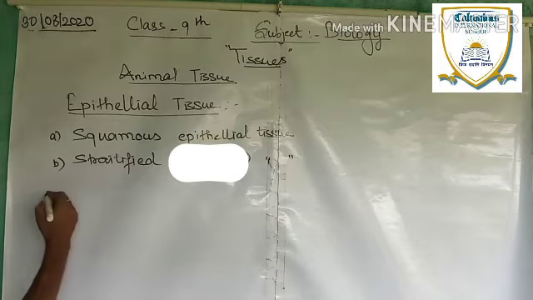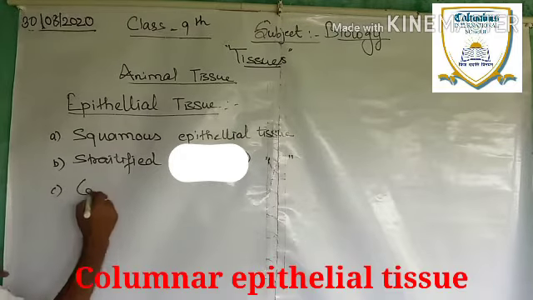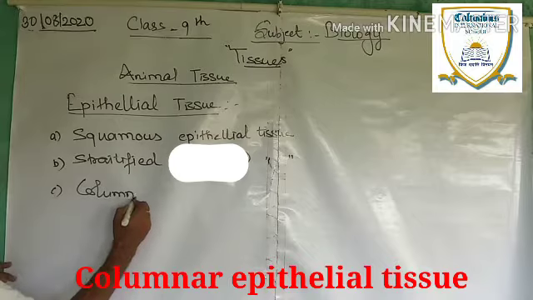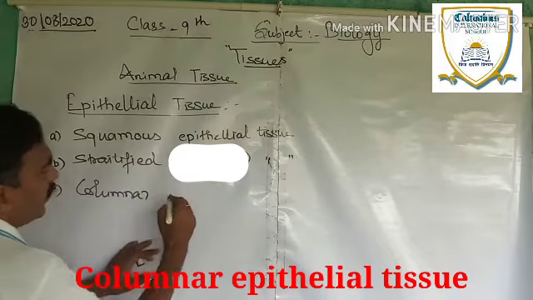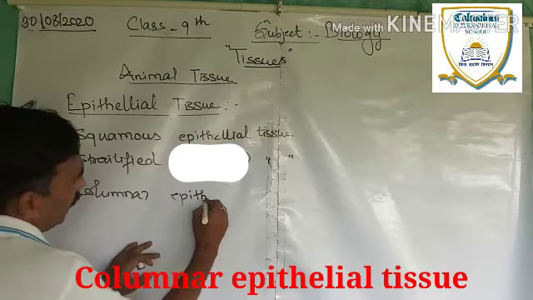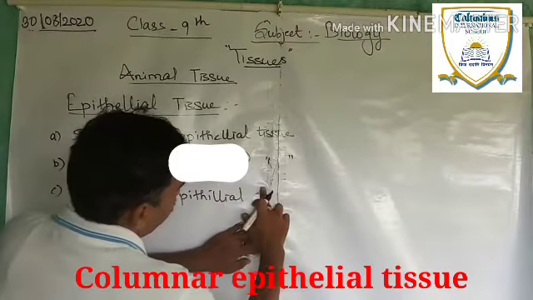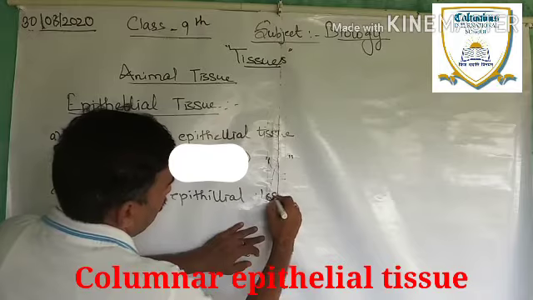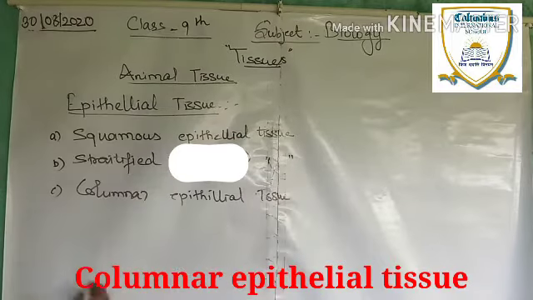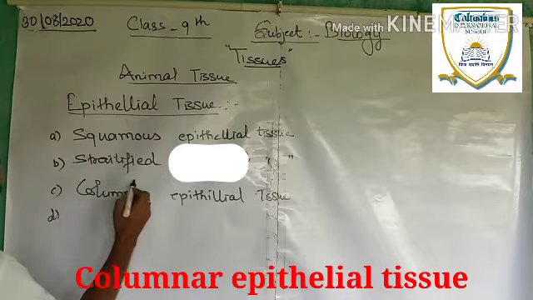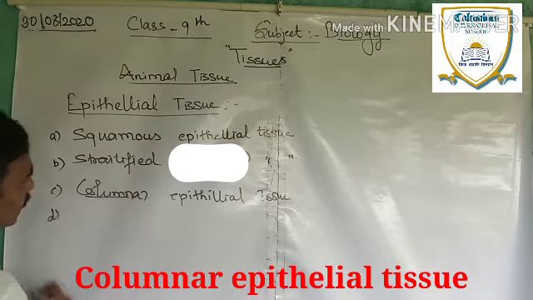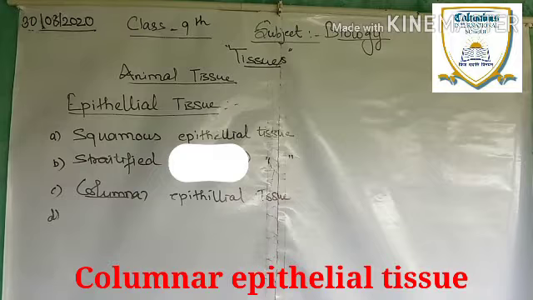Correct. Third is columnar epithelial tissue. Correct. Columnar epithelial tissue. Columnar, column. It is derived from the word column.